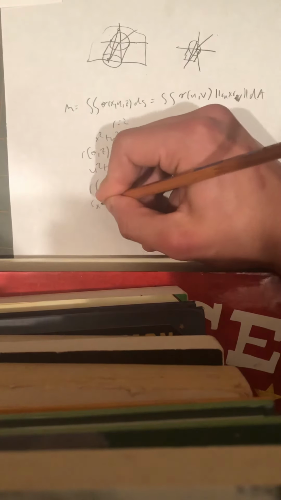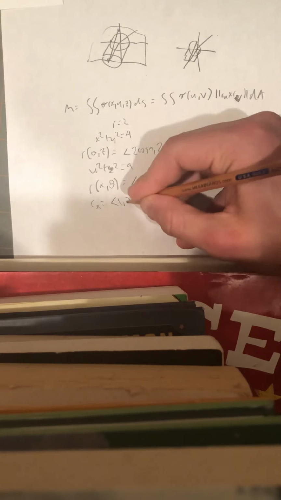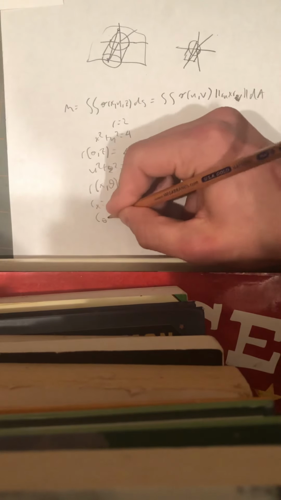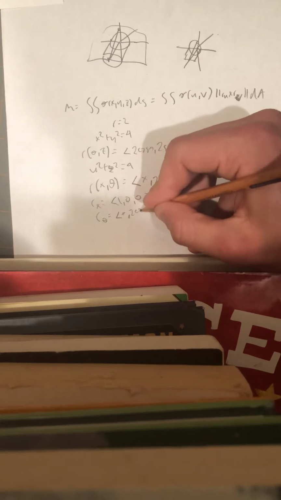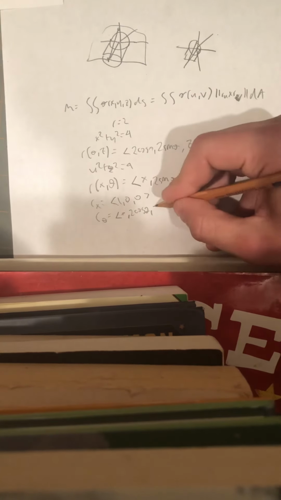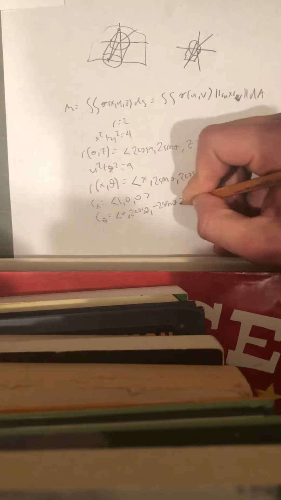And so, obviously, we'll find the partials in a second. Actually, we'll do it right now. Partial with respect to x, that's just 1, 0, 0. And the partial with respect to theta, that's 0, 2 cosine theta, negative 2 sine theta.